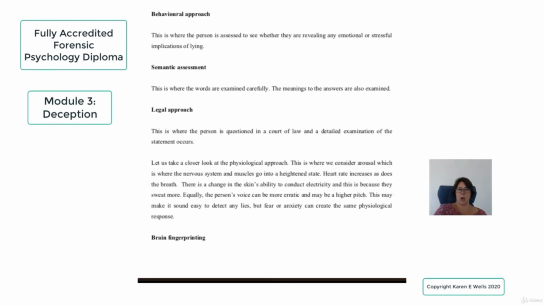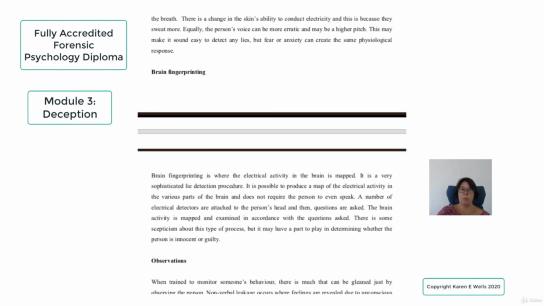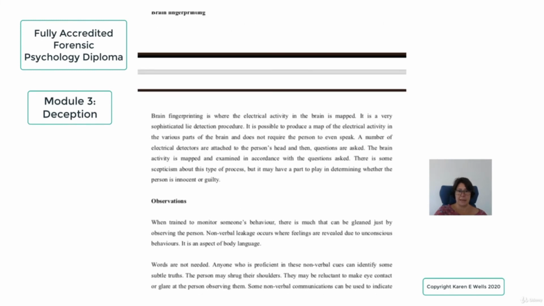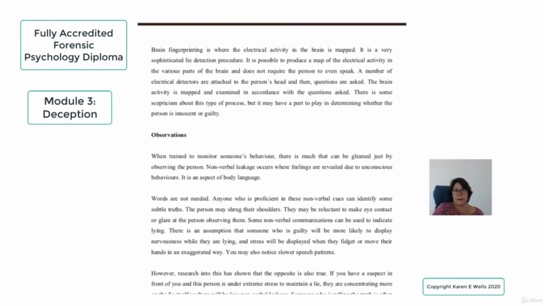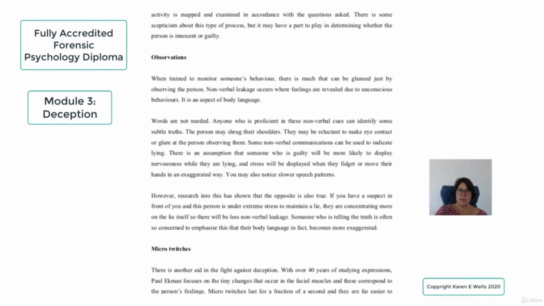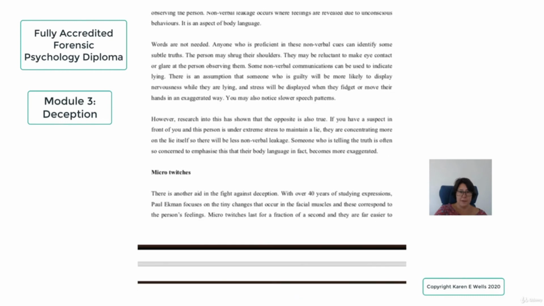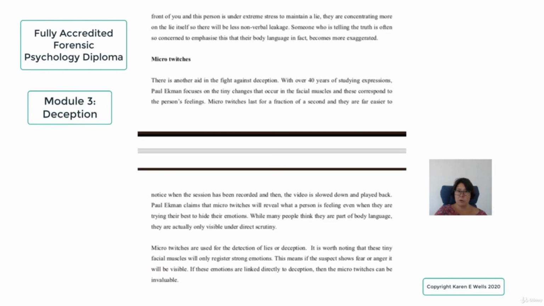So if we take a closer look at the psychological approach, we're looking at brain fingerprinting there. This is where electrical activity in the brain is mapped. This is really to detect deception, like a lie detector test, which we would call brain fingerprinting. The second is observations, where we're monitoring somebody's behaviour. The third is micro-twitching or twitches. This is another fight against deception.